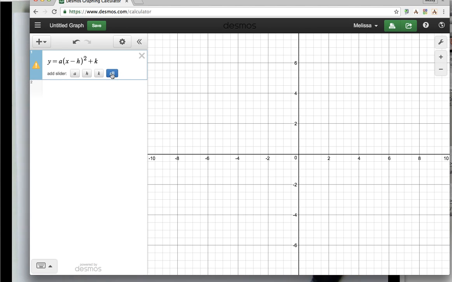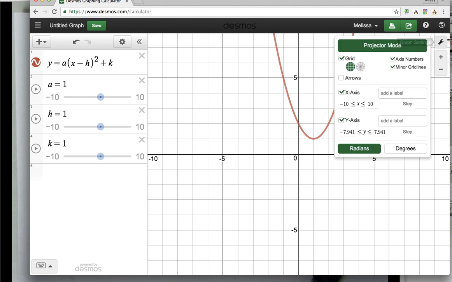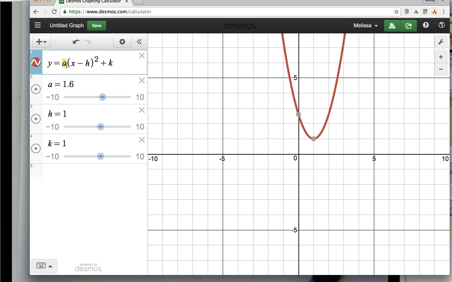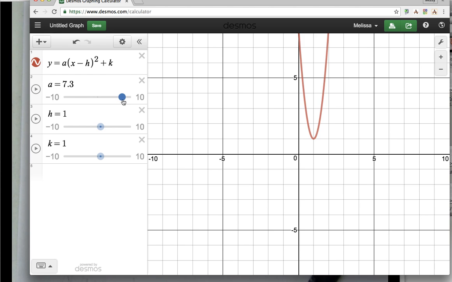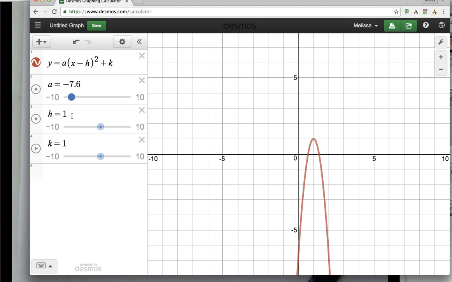Okay, I'm going to create sliders for all of these values. A, like the other two forms, is your stretch factor. So it is nice that we have the same variable and it's really in the same location for all three forms that identify what that stretch factor is. So as a gets larger, your graph will get skinnier. If a is between 0 and 1, your graph will get wider. And if a is negative, it reflects your graph and you have a downward facing parabola.